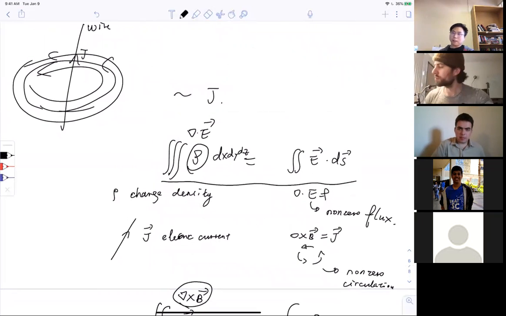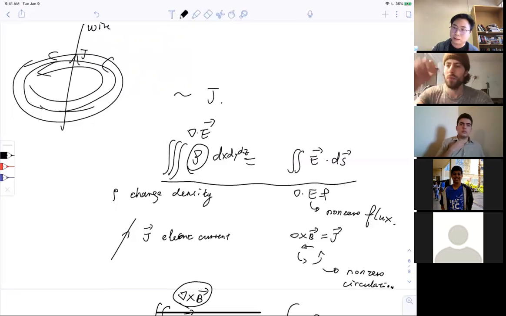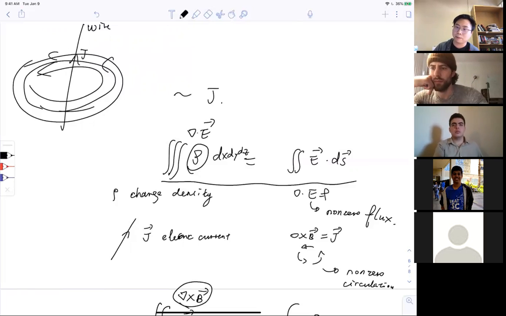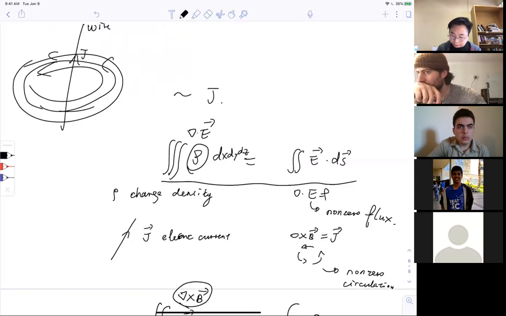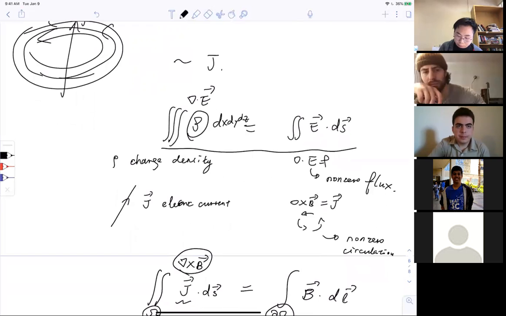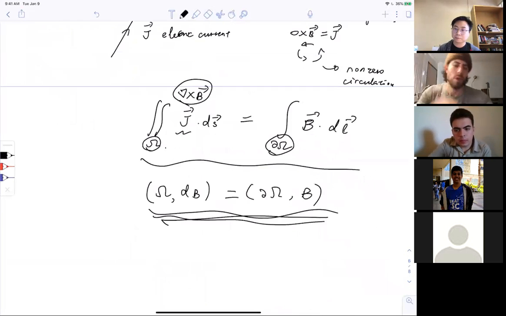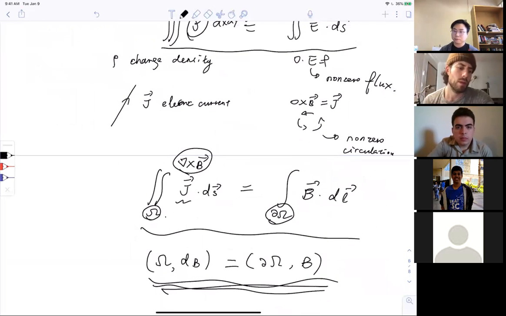So the message I want to convey here is that even though we call them different theorems, like Stokes' theorem and Gauss's law, whatever, they actually, both physically and mathematically speaking, are the same. You can see this kind of correspondence here and this kind of mathematical structure here.